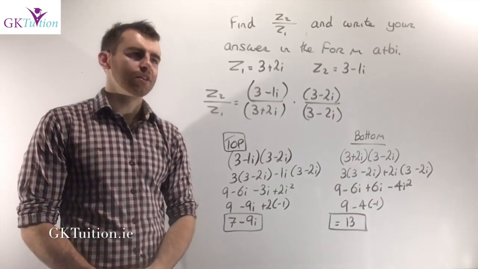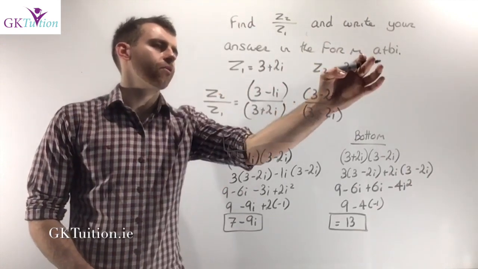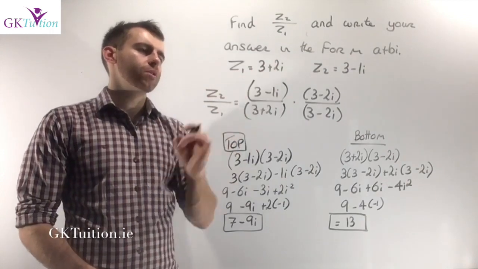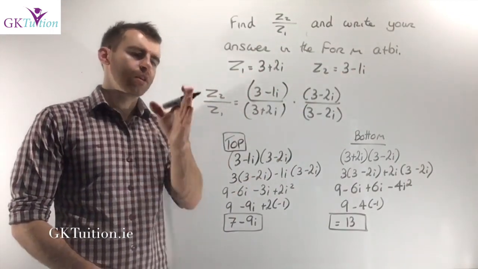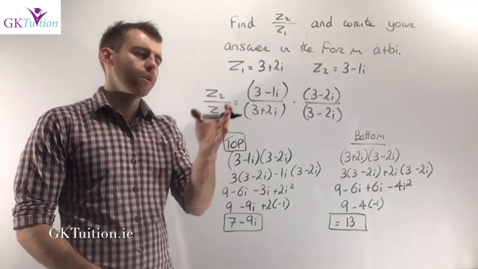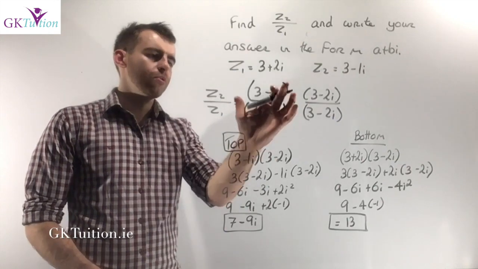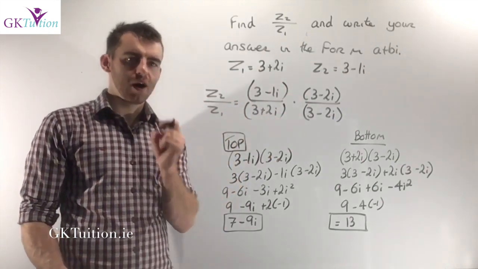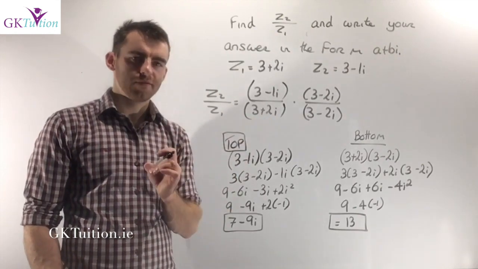So the first one I asked you to do here was to find Z2 over Z1 and write your answer in the form of A plus BI. We're given Z1 as 3 plus 2i and Z2 is 3 minus 1i. So that means that Z2 over Z1 is 3 minus 1i over 3 plus 2i. Now when you have this fraction, you should realize that the immediate complication is the i on the bottom of the fraction. You need to eliminate the imaginary number from the bottom of the fraction.